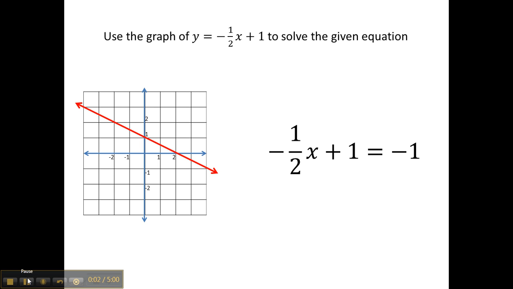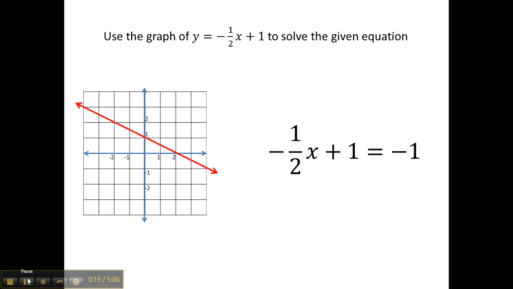Use the graph of y equals negative 1/2 x plus 1 to solve the given equation. So the equation that we're given is negative 1/2 x plus 1 equals negative 1.